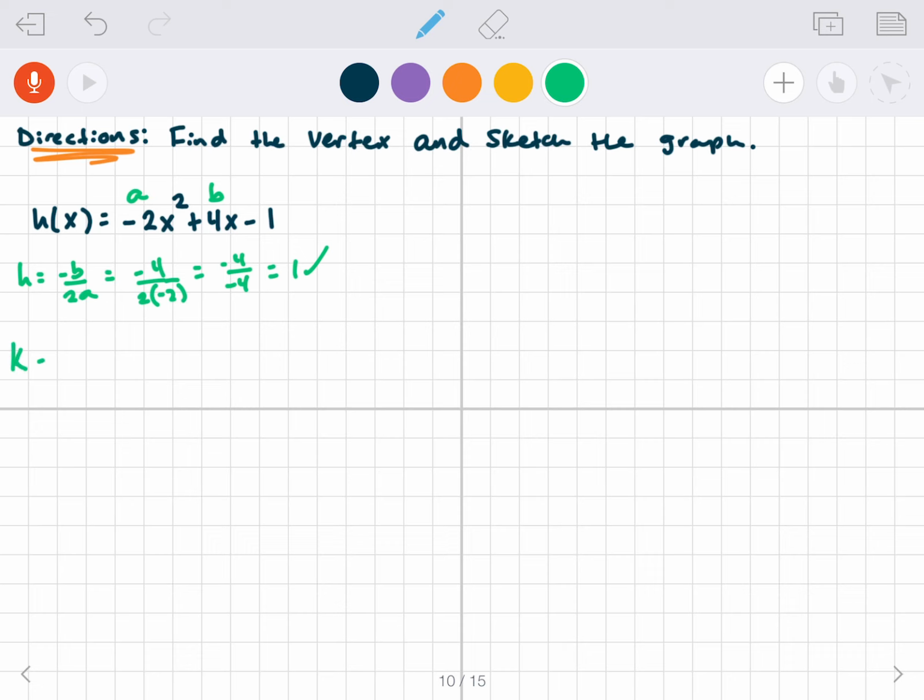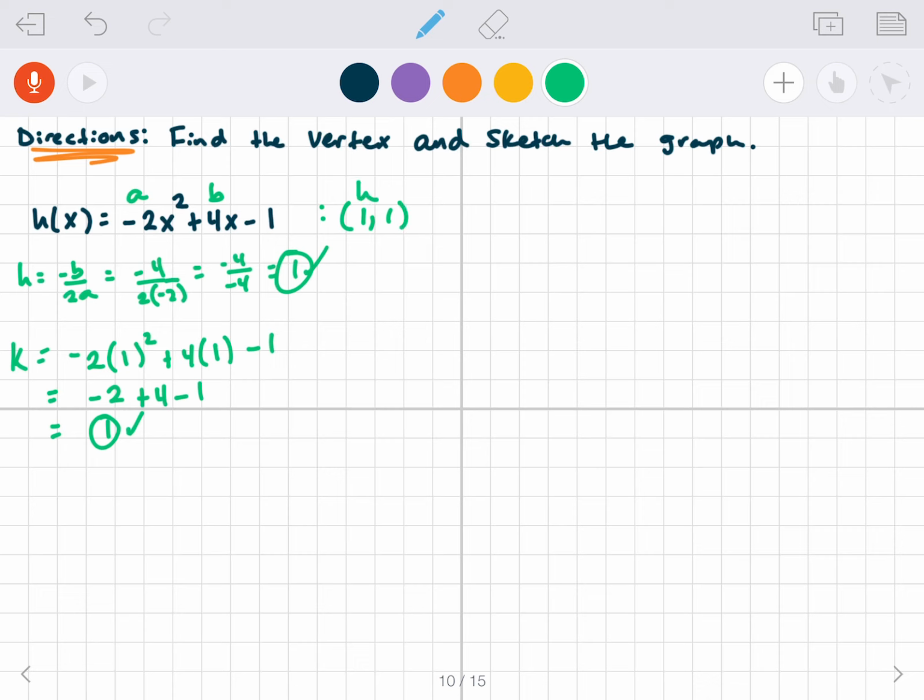Now k is just going to be evaluating the function at 1. So we have negative 2 times 1 squared plus 4 times 1 minus 1. So we get negative 2 times 1 is negative 2, plus 4 times 1 is plus 4, minus 1. And this is going to give us a net result of k equals 1. Right? So that's cool. So the vertex is 1, 1.